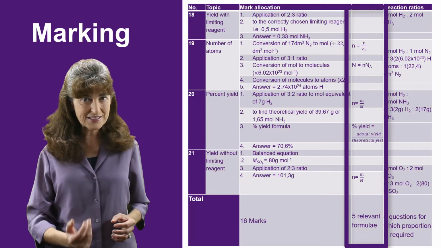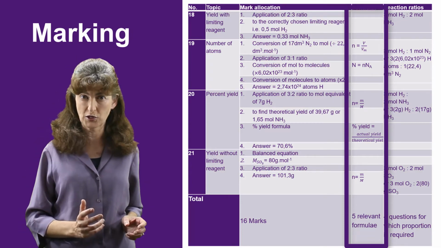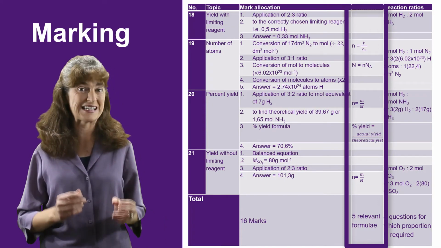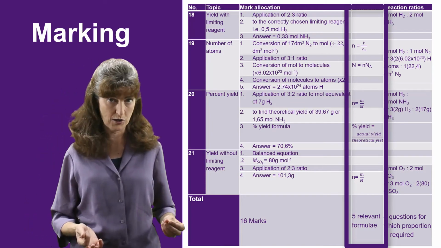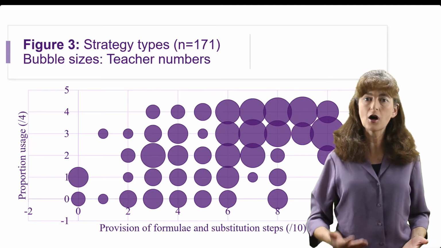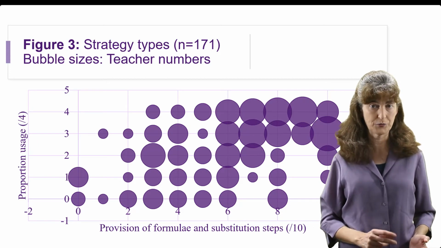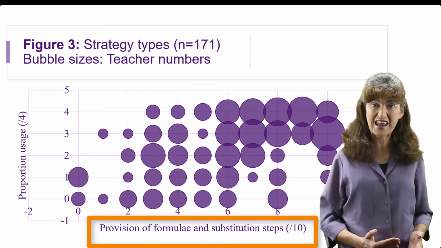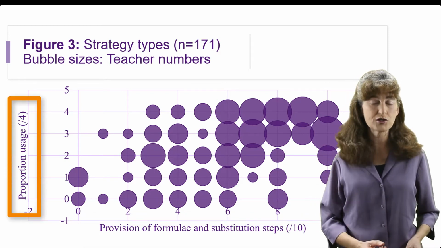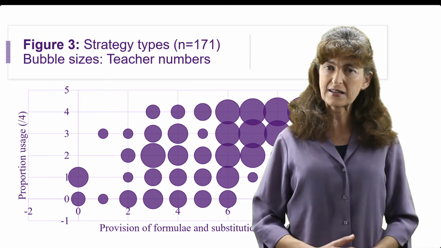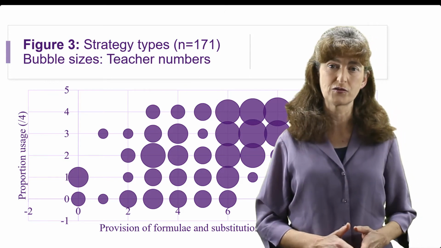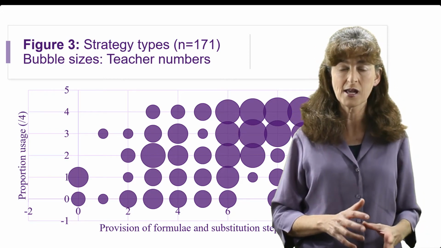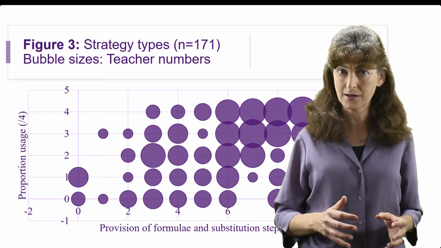And then I also assigned each teacher a score out of 10 for use of formulae, 1 mark for explicitly giving each of these formulae, and 1 mark for explicitly substituting values into each formula. I then plotted the teachers' strategies on these 2 axes based on those scores. This axis relates to the formula and substitution score out of 10, and this axis relates to the proportion usage score out of 4. Each of the 171 teachers occupies 1 point on this graph, and all the teachers at each point are aggregated together to form the bubbles, so the bubble sizes represent the number of teachers.